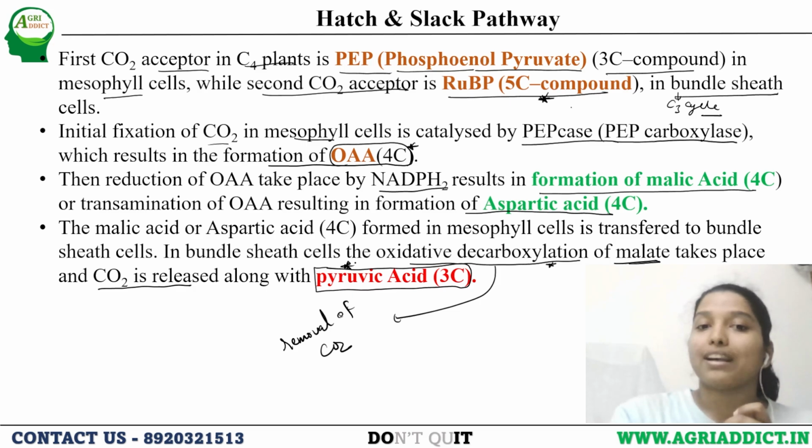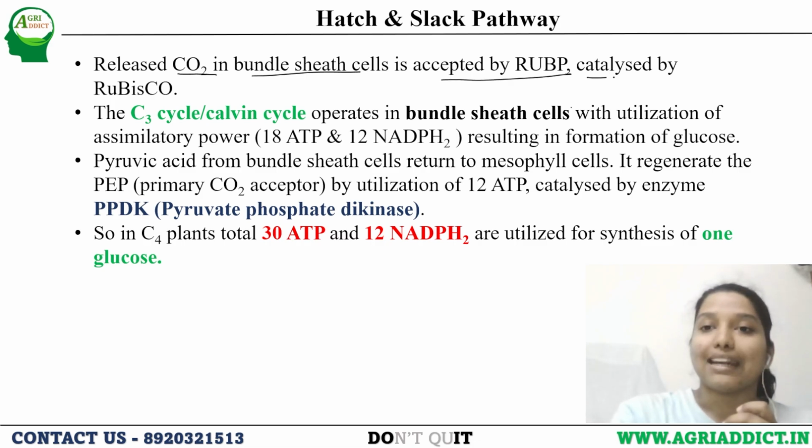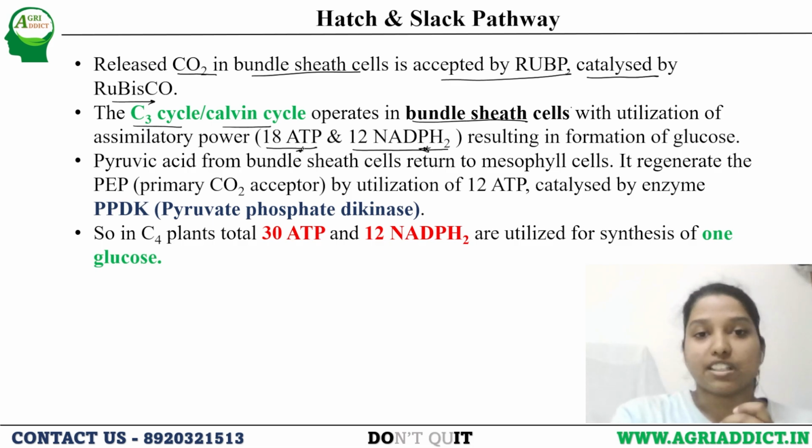And this will go for regeneration of phosphoenol pyruvate, which is a 3-carbon compound. Okay. This released CO2 in bundle sheath cells is accepted by RuBP catalyzed by Rubisco, which is a C3 cycle. The C3 cycle or Calvin cycle operates in bundle sheath cells with utilization of 18 ATP and 12 NADPH2, which we studied in the previous lecture also.